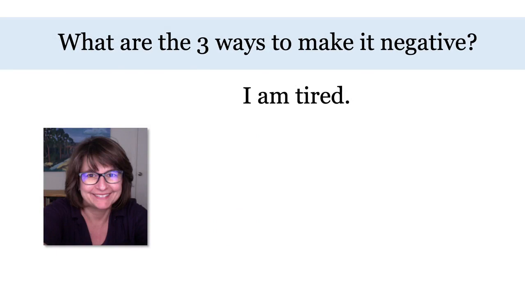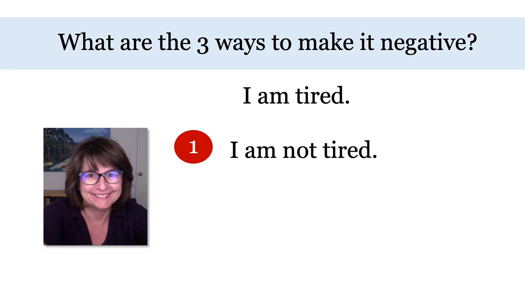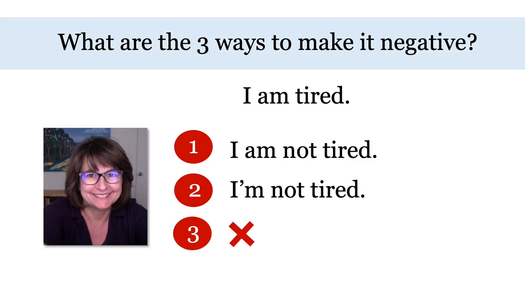What are the 3 ways to make it negative? The sentence says, I am tired. But this is me, and I feel fine. The first way, add not. I am not tired. The second way, I'm not tired. And the third way, nothing. Remember, you can't do the third way in the negative.